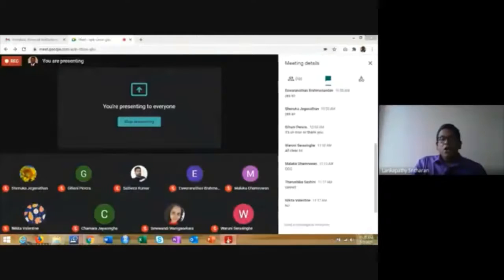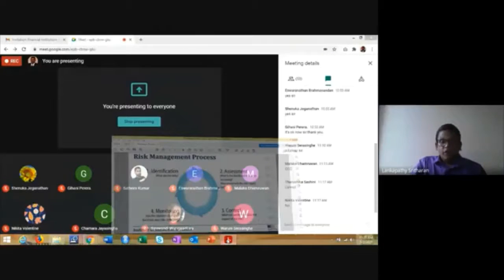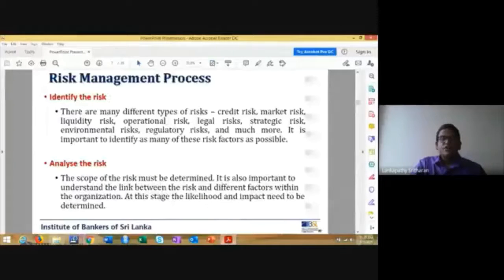Okay. I have already explained this to you in the last few slides. Identify the risk. There may be different types of risk: credit risk, market risk, liquidity risk, operational risk, legal risk, strategic risk, environmental risk, regulatory risk, and much more. It is important to identify as many of these risk factors as possible. So when they are investing, or when a bank or finance company is granting loans and advances, they have to identify what risk may be involved in this particular event.